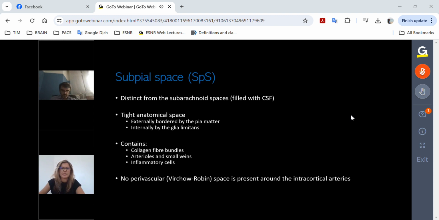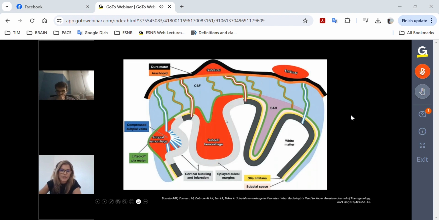So the subpial space is a tight anatomical space between the external border of the pia mater and, internally, the glia limitans. It's confined, and it contains collagen, small veins, and inflammatory cells. So here in yellow, you have the glia limitans, and in green, you have the pia mater, and underneath is the subpial hemorrhage, where we had the aspect of the cortical ribbon that was pushed by the mass effect.